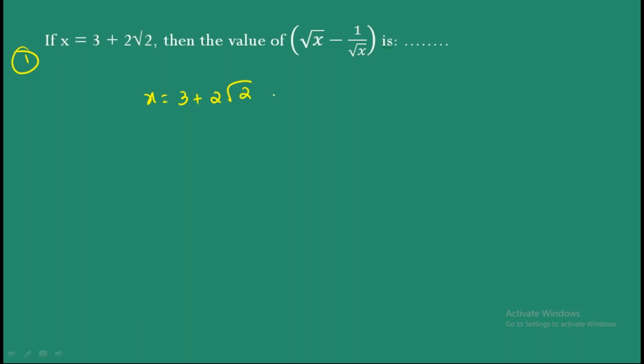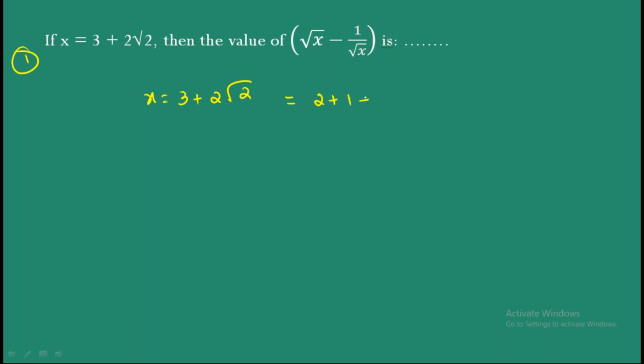Okay, you want to find root x. First, you try to write this as (a + b) whole square format. Listen everyone, we should write this 3 plus 2 root 2 as (a + b) whole square format, which means a square plus b square plus 2ab.